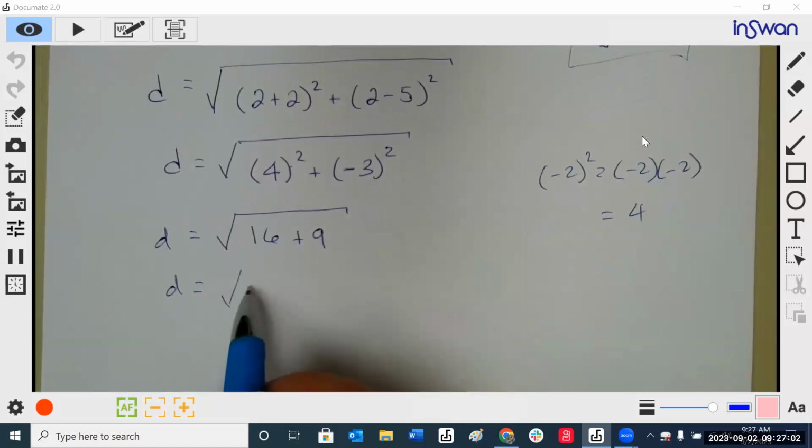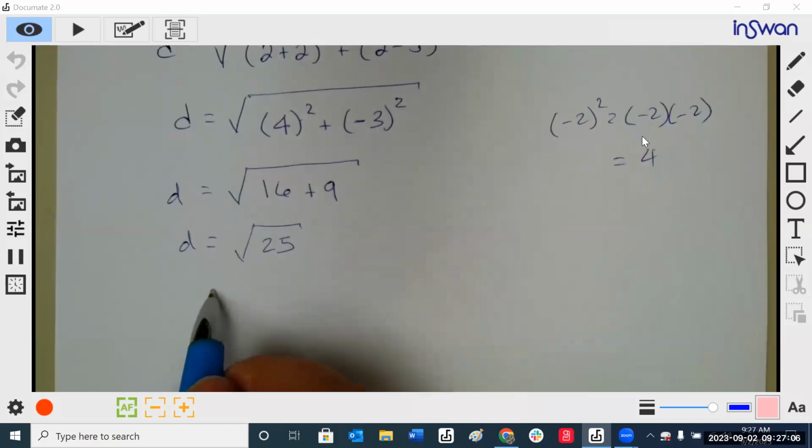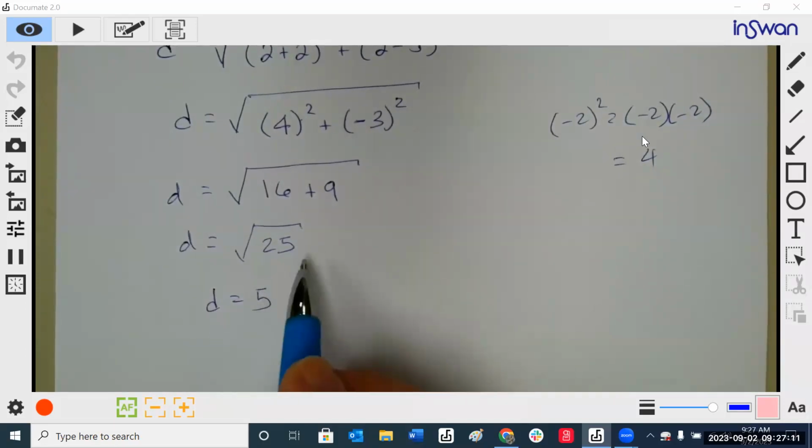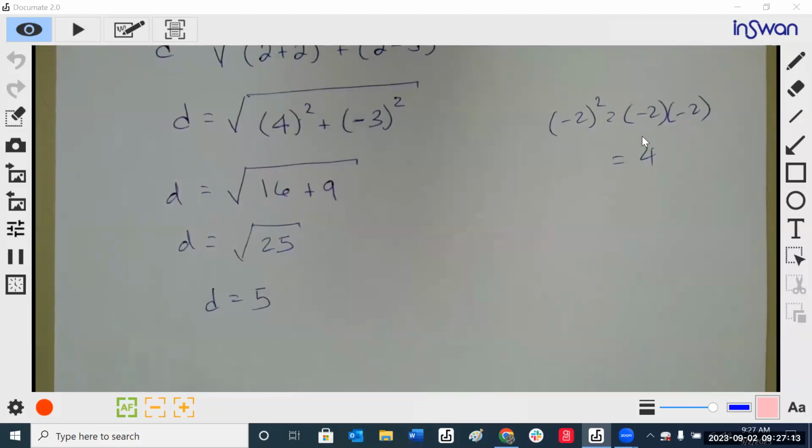16 plus 9, and the square root of 25. Actually, we'll spend a whole session talking about radicals also, the rules about them, what they are and how to find them. And there you have it.